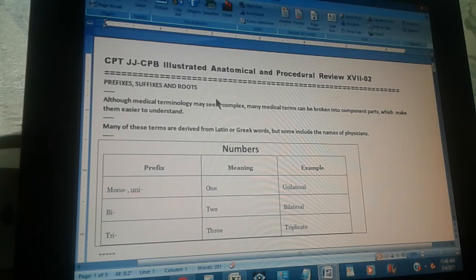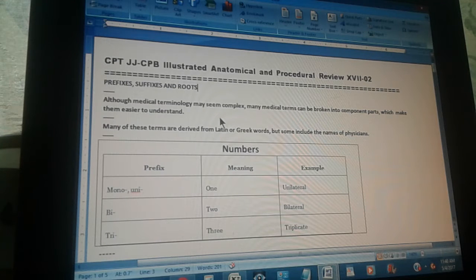CPT JJ-CPB, Illustrated Anatomical and Procedural Review, page 17, part 2. Prefixes are at the beginning, suffixes at the end, and roots generally in the middle of the word, right? That's what it means. Can you read the first line?